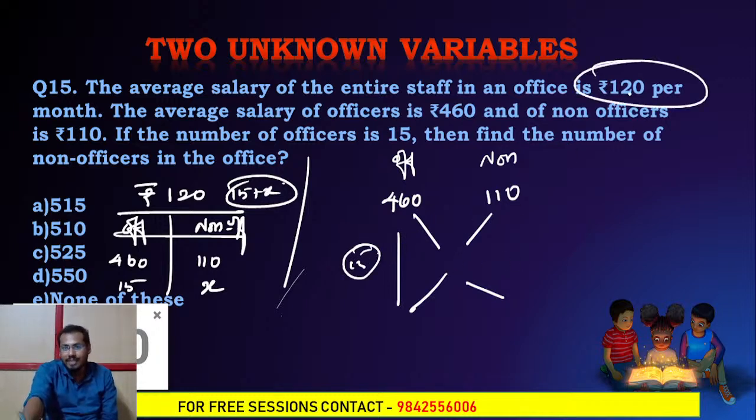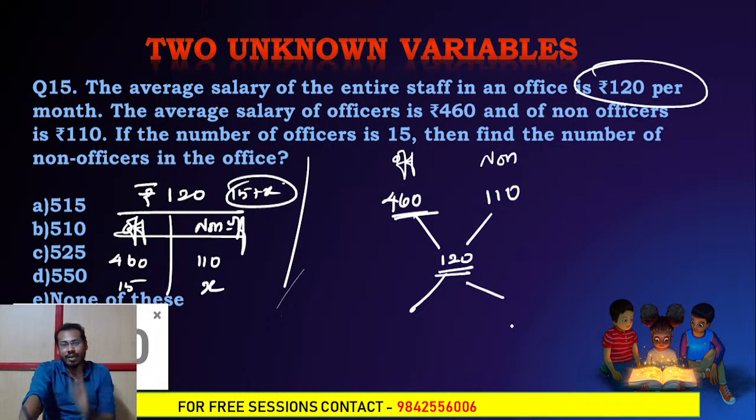Overall salary, that is the overall average, is 120. So we have three things: officers, non-officers, and overall staff salary. Now just take the difference between 460 and 120. What is the difference? 120, 200, 300, 400, 460. 340 is the difference, and here 10 is the difference. So if 10 persons are officers, then 340 persons are non-officers. If you take the ratio, it is 1:34.